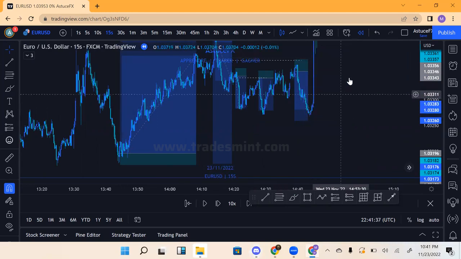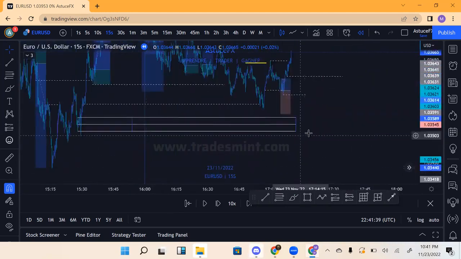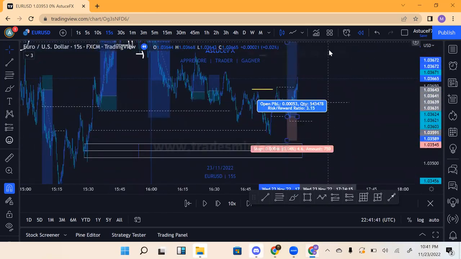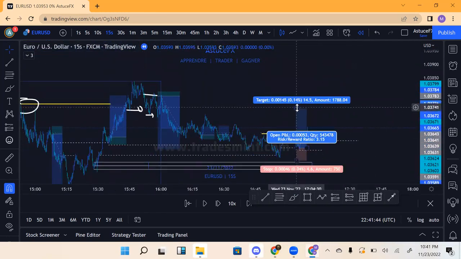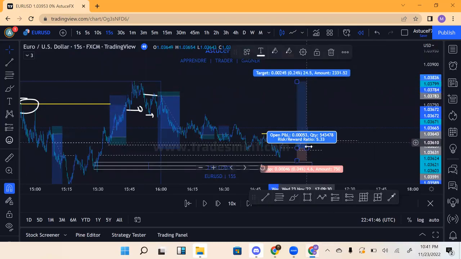Okay. So I think this was the buy. And when do you target? Target the external liquidity, which was this one.